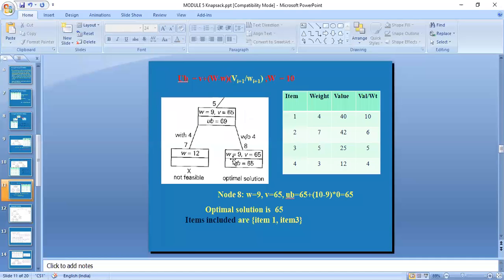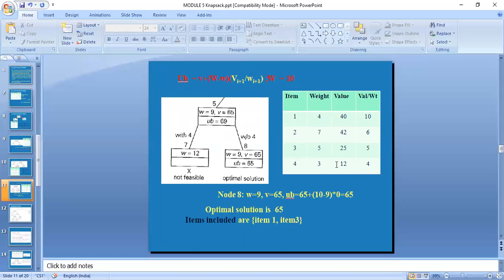And also you need to say what is your optimal solution, what are the items included for the optimal solution. Finally, you can recheck with your table values. Table values show that 40 plus 25. See, supposing if you take first and second item, 4 plus 7, it is 11. It is not feasible. Supposing if you take 7 plus 3, it is 10.